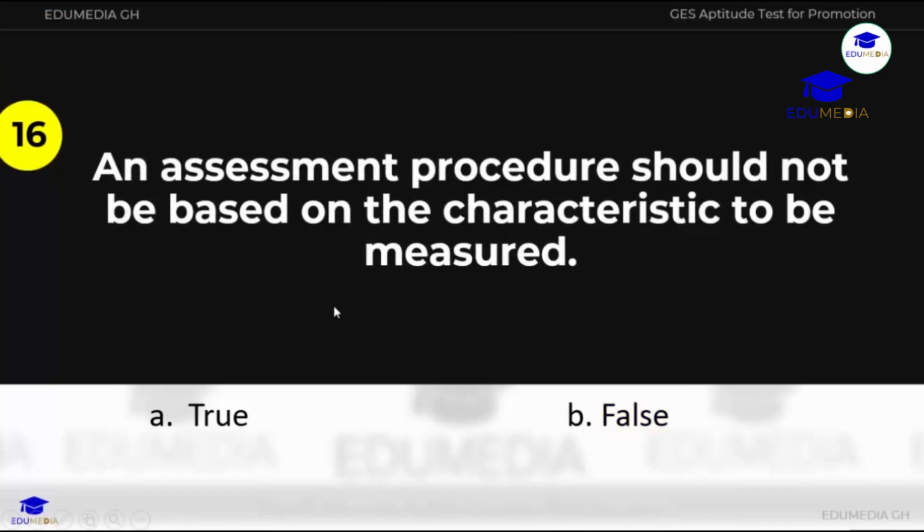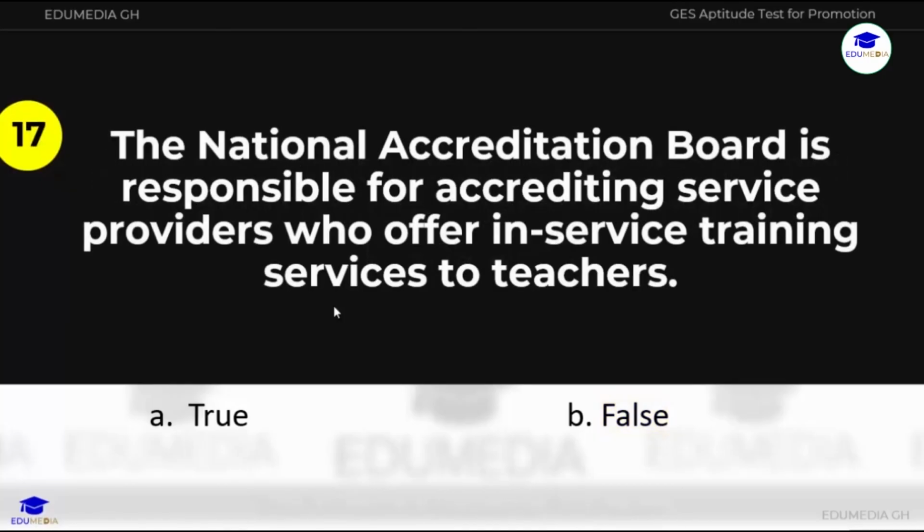Question number 17. An assessment procedure should not be based on the characteristic to be measured. The correct answer here is false. Now, the reason why this is false is that an assessment procedure should actually be based on the characteristics to be measured. In order for the assessment to be valid, it must accurately measure what it is intended to measure. The assessment procedure should be designed to assess the specific knowledge, skills, abilities, or characteristics that are being tested. The next question is question number 17.